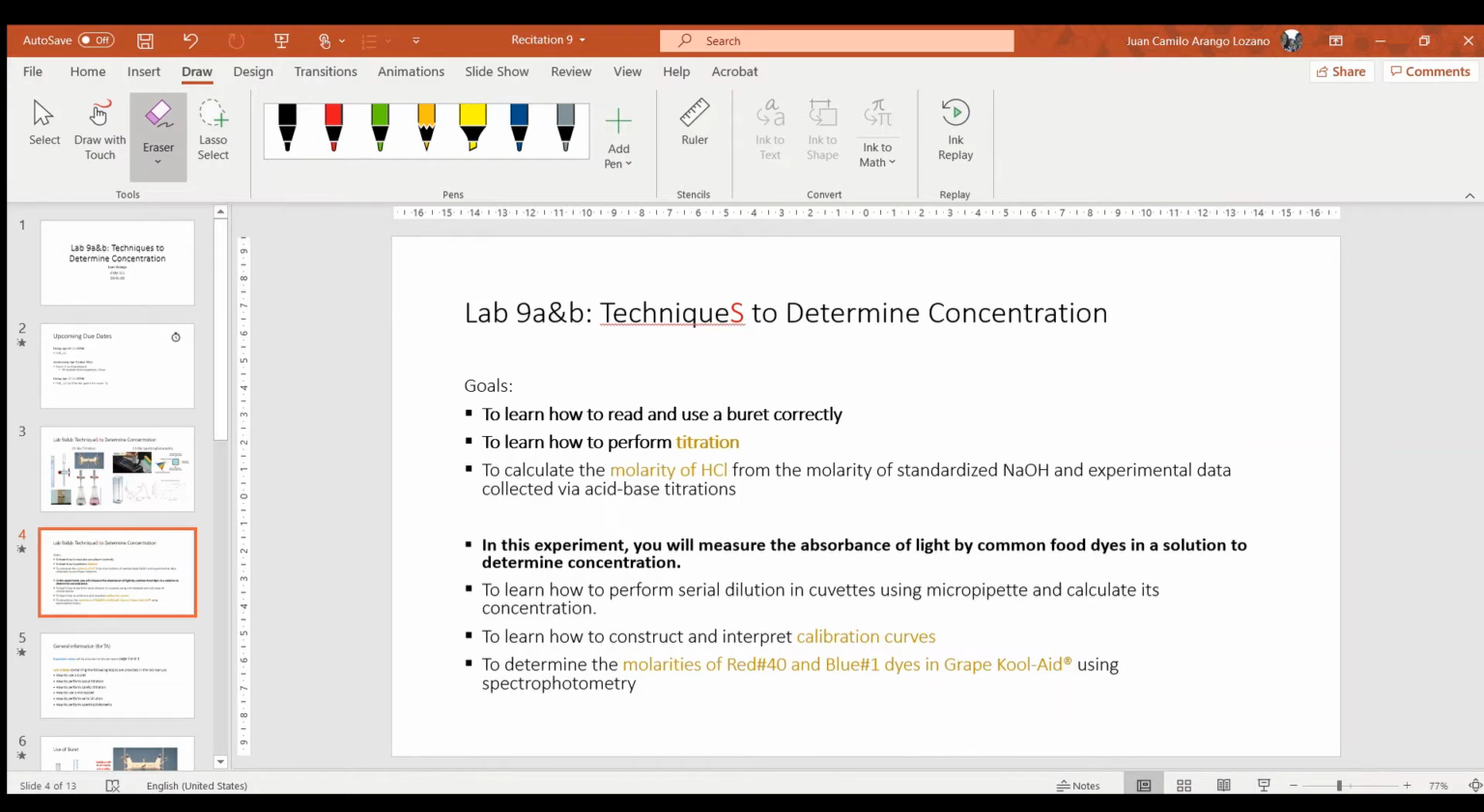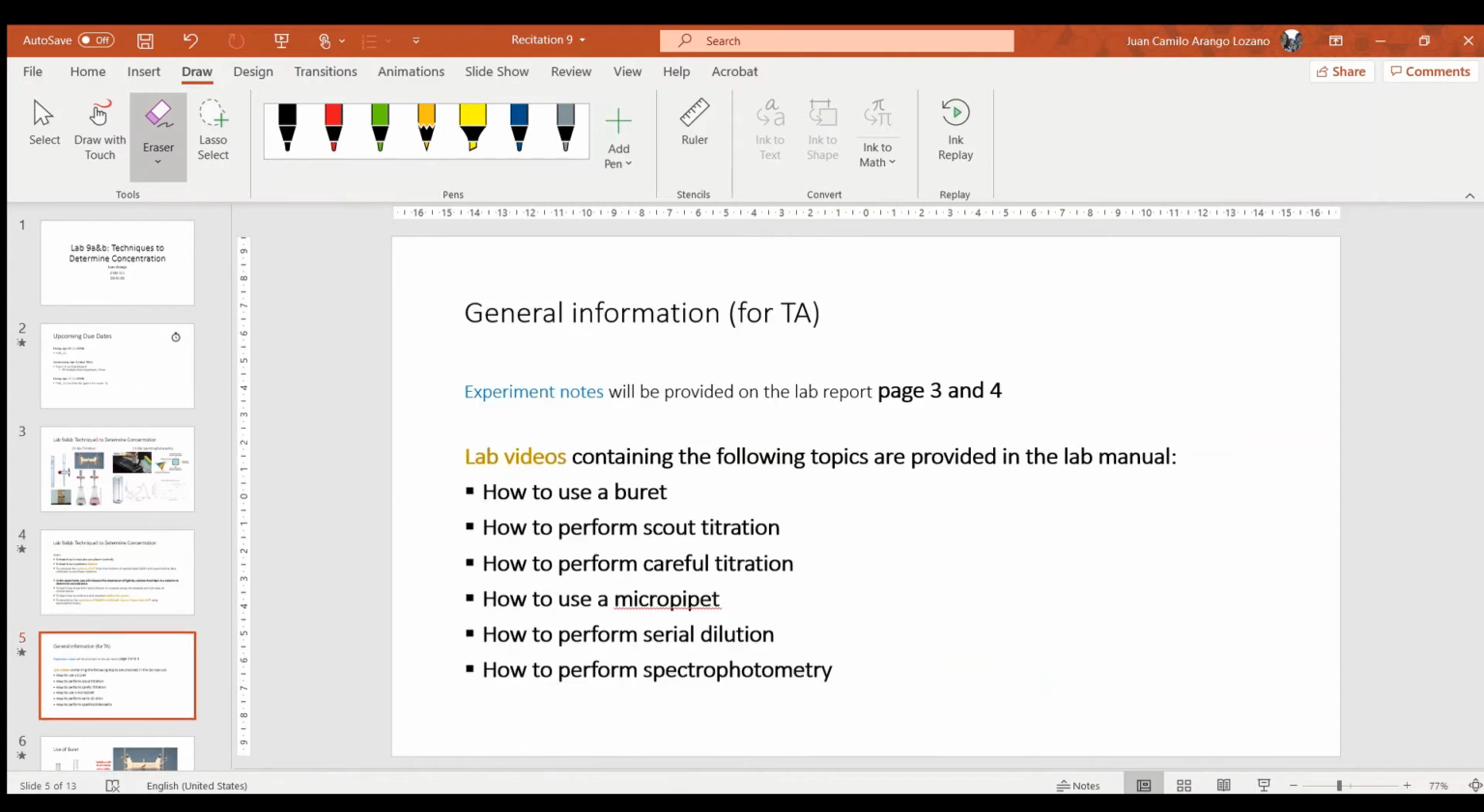In this experiment, you will measure the absorbance of light by common food dyes in a solution to determine that concentration as well. That's part B of the experiment. And starting from that, you will learn how to perform a serial dilution, which is necessary for you to dilute your standard and make your calibration curve, and then learn how to construct and interpret the calibration curves, and to determine the molarities, starting from that calibration curve, of 3 different dyes in this case, of unknown concentration, starting from their absorbance.